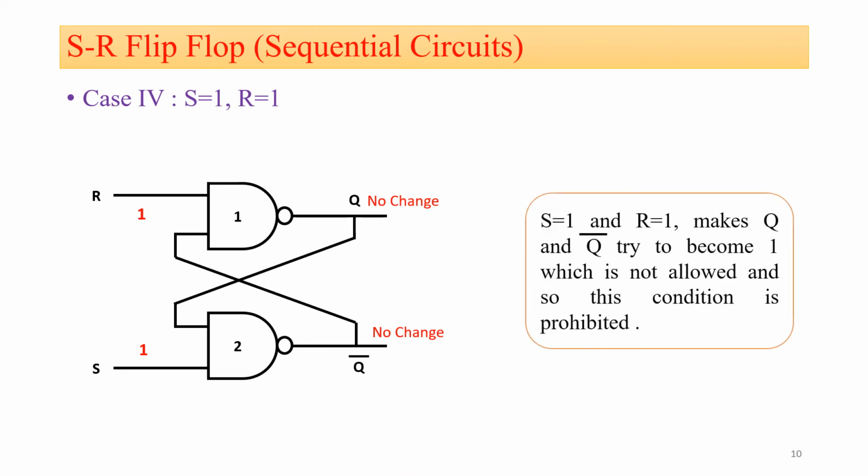in no change condition. So when S equals to 1 and R equals to 1, this makes Q and Q bar try to become 1, which is not allowed. Why not allowed? Because our Q and Q bar should be complements of each other, and so this condition is prohibited when S equals to 1 and R equals to 1.